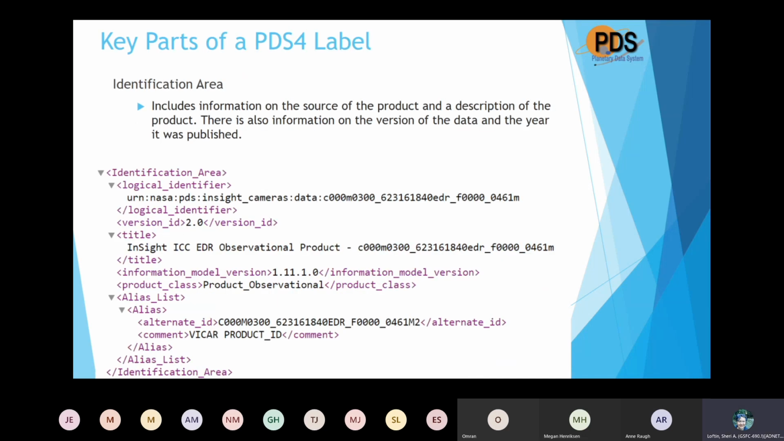And after that, we have the identification area. So this is from one of the Insight product labels, and one of the things you can see here is our lid, our logical identifier. And again, this is the file name, like we mentioned before. And obviously that's pretty unique.